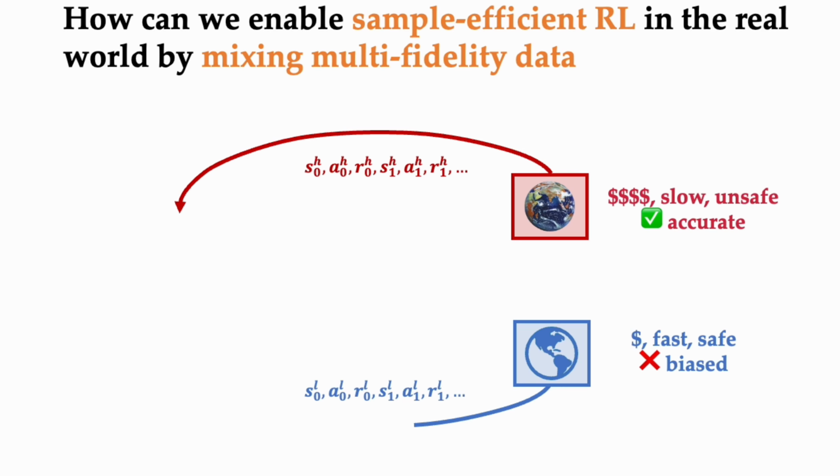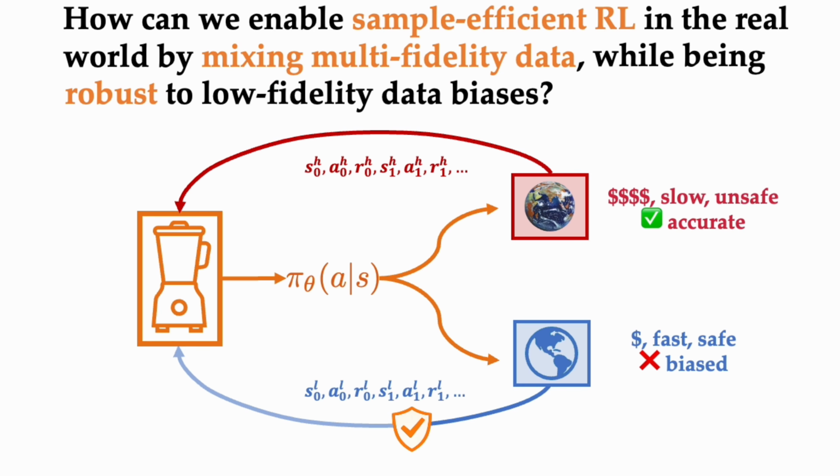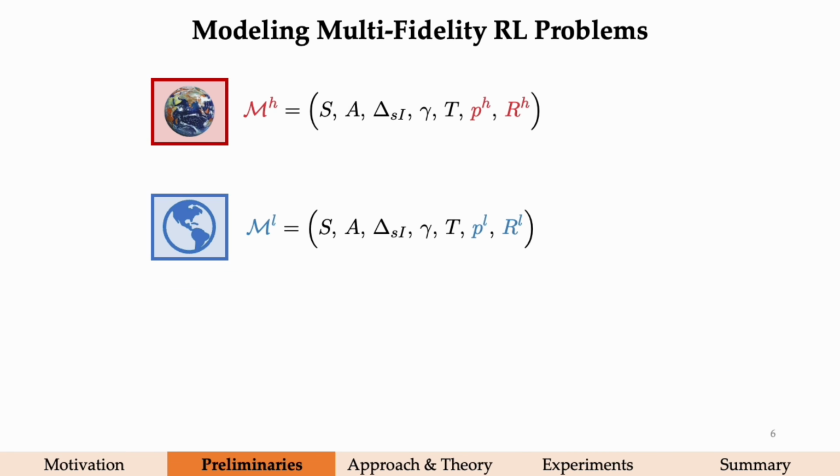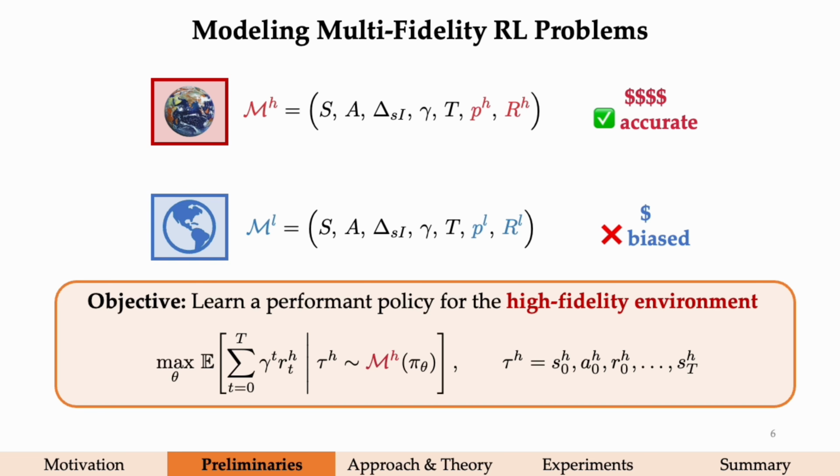The research question we look into is how can we enable sample-efficient RL in the real world by mixing multi-fidelity data while being robust to low-fidelity data biases? In other words, what's the right blender that uses low-fidelity data safely? We begin by modeling multi-fidelity environments as finite horizon Markov decision processes that share the same state action spaces, initial state distribution, discount factor, and horizon, but can have different transition kernels and reward functions. The learning objective is to learn a policy that performs well in the high-fidelity environment that we ultimately care about, i.e., maximizing the expected returns in the high-fidelity environment.